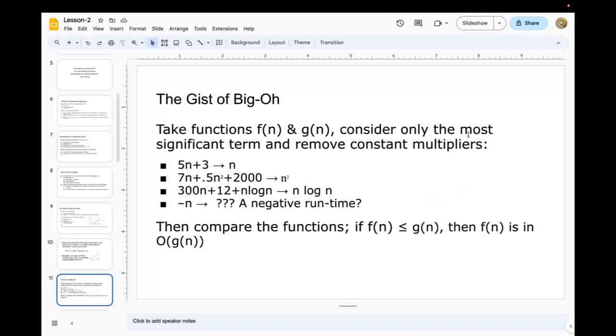Now the whole gist is to consider the most dominant term. So if your function is f of n equals 3, the big O will be O of 1. If your function is 7n plus 5.5 n square plus 2000, your big O will be n square and so on.